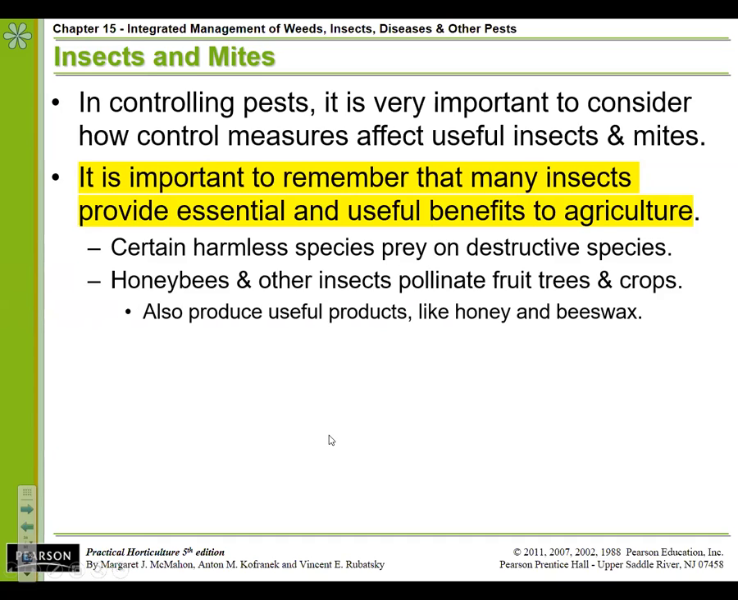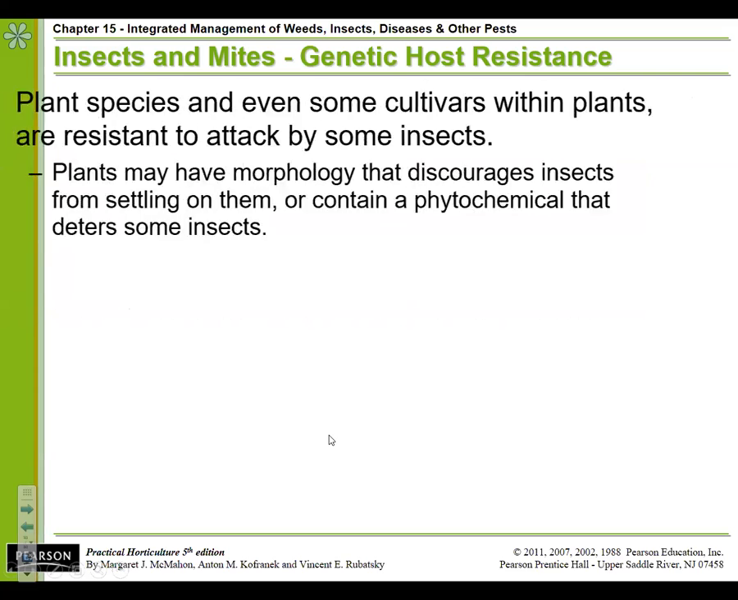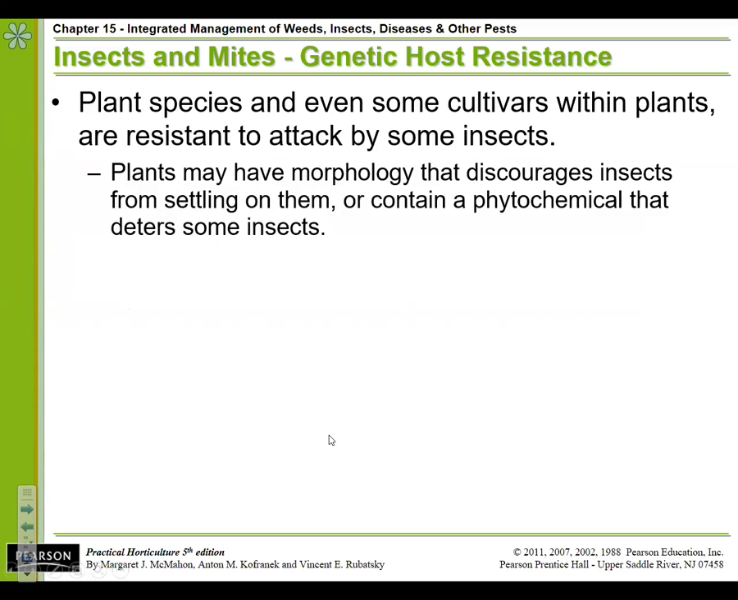And again, lots of stuff in the news lately about honeybees and the use of certain pesticides. Some countries have banned certain insecticides because of their destruction of honeybees. We also look at the genetic host resistance of our crop species. So we mentioned that earlier, but some cultivars of plants are resistant to attack by some insects.